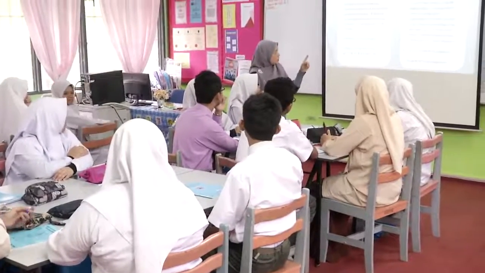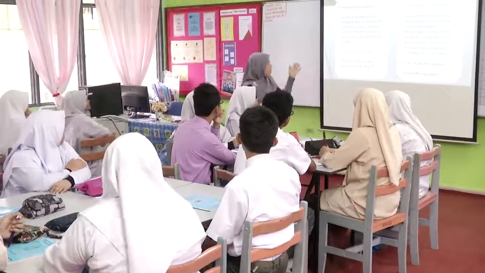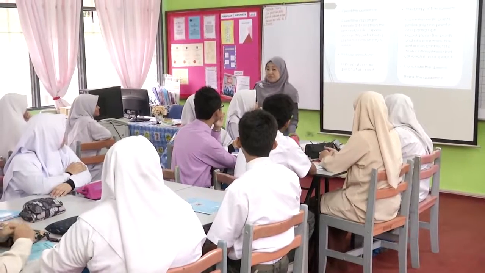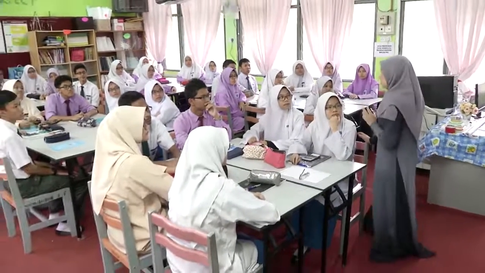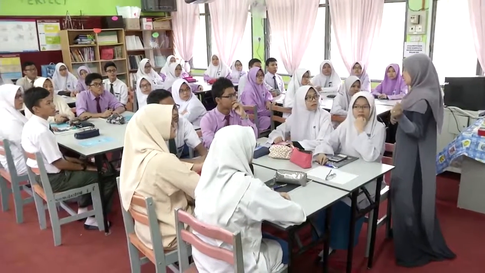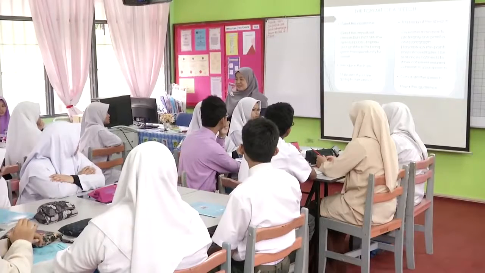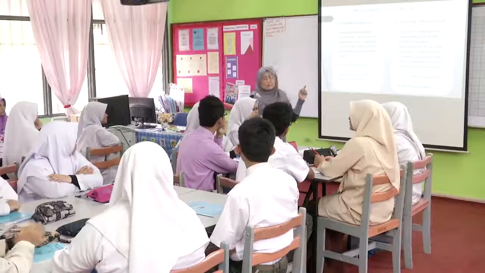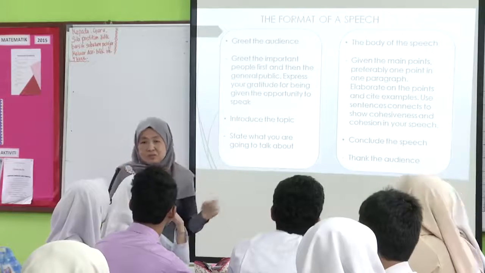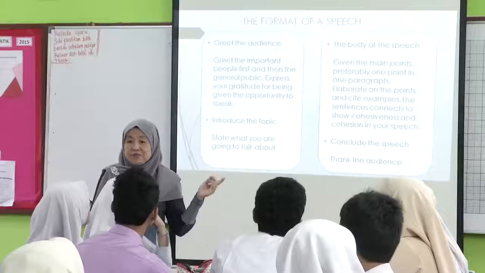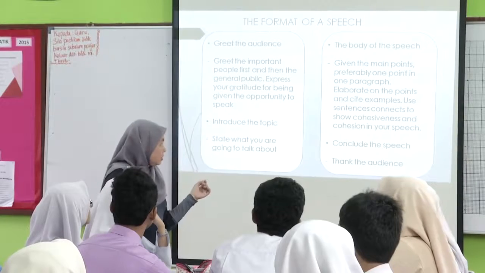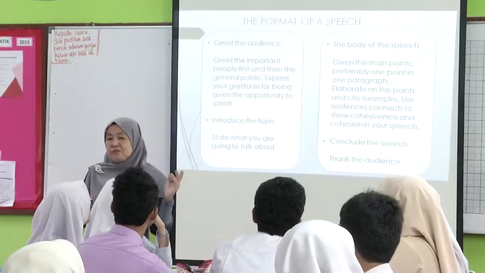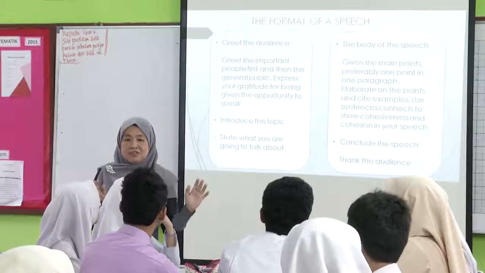Now, in the body of the speech, we have to use all the main points or the content points given in the question. Right? The total of the format and the content points is how many? How many marks is the content plus the format? 15 marks. 15 marks? Okay, we have 15 marks for the format and the content. Now, we cannot just state the content without elaborating, right? You have to give examples. So you elaborate on the points and give examples in your speech. Now, we have to make sure that there is a flow in our speech, okay?